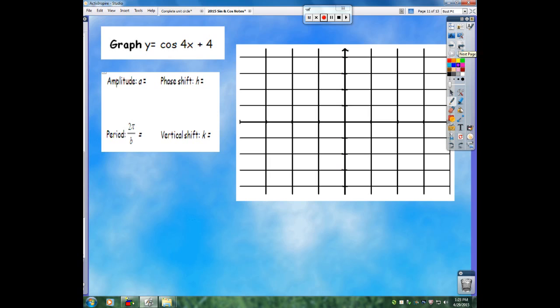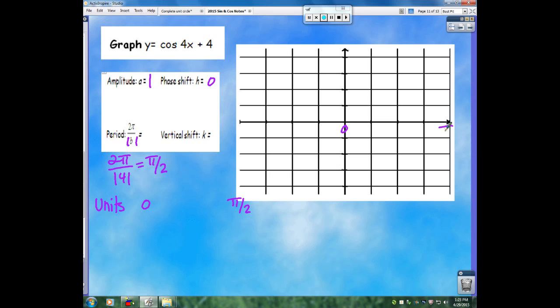So y equals cosine of 4x plus 4. All right, our amplitude here is 1, so our height is 1. For our phase shift, we don't have anything with our x, plus or minus, so our phase shift is 0. Our period is going to be 2 pi over b, and this time b is the absolute value of 4, which is pi over 2. So that means our key points are going to start at 0 and end at pi over 2. So we're going to have to evenly divide those points up. So it's 0 and pi over 2.